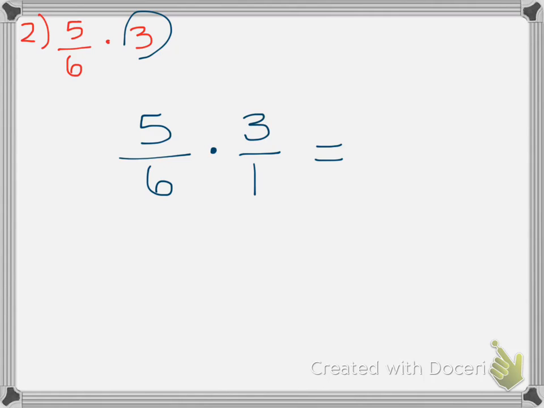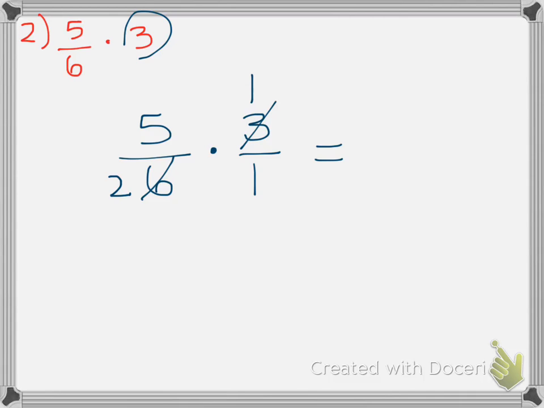Now, what I didn't show you in the last problem is something where you can simplify the cross products. So what do I mean by that? I want you to look at these two numbers that are diagonal from each other. You have a 6 and you have a 3. If you look at those, you know that there's a common factor between both of them. I know that 3 goes into both of them. So then what you do is you take this 3 and you divide it by 3. 3 divided by 3 is 1. Down here, 6 divided by 3 is 2. So you're basically dividing them both by 3.